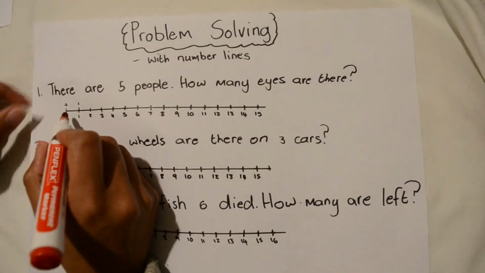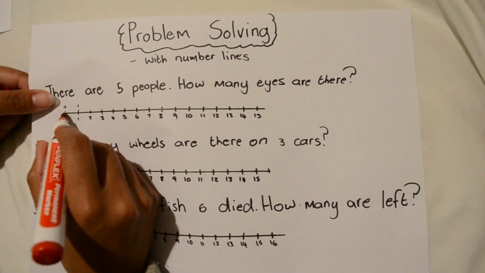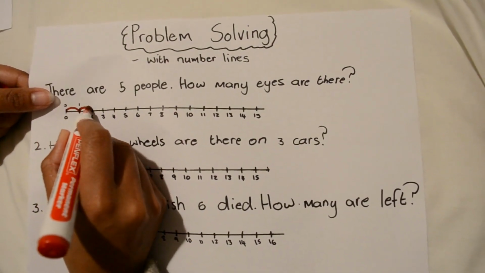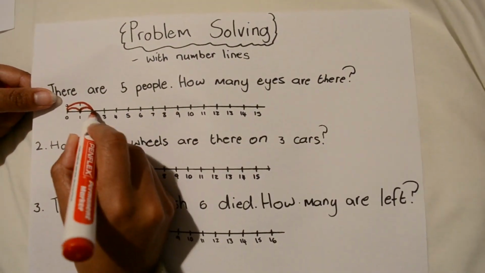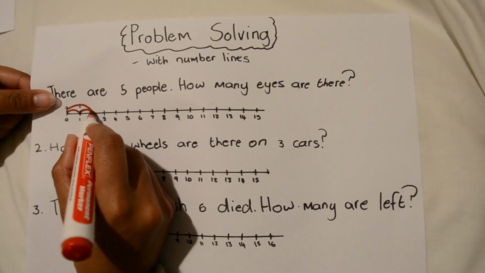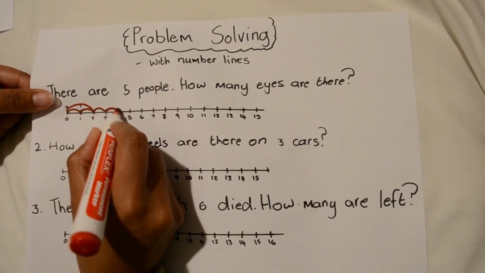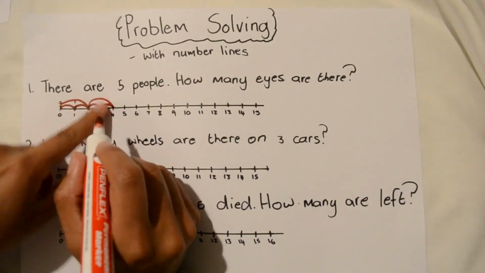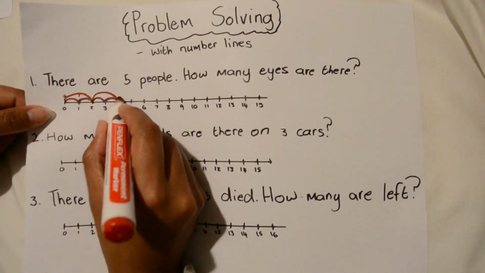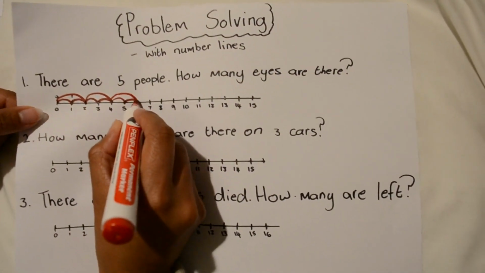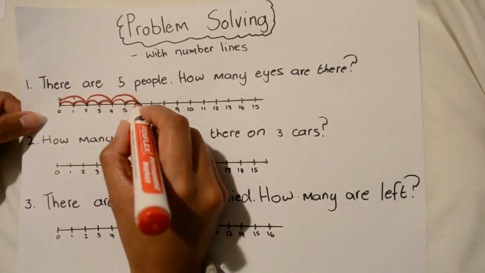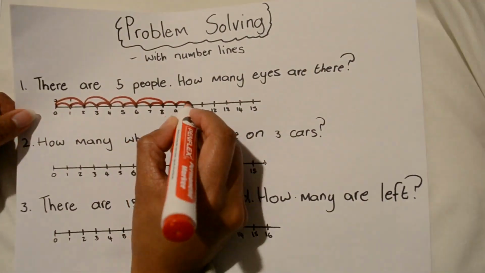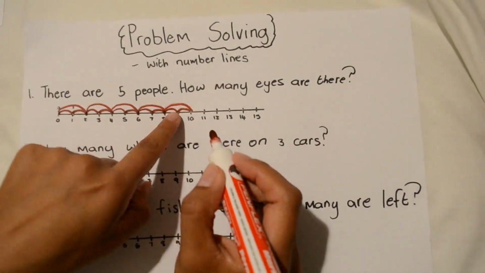So the first person has how many eyes? Two eyes. So I can do two jumps. One, two, and a big family jump. And then the next person has how many eyes? Two. So it's one, two eyes, big family jump. So that's one person, that's two people. And then it's one, two, family jump, three people. One, two, two eyes, four people. One, two, and five people.